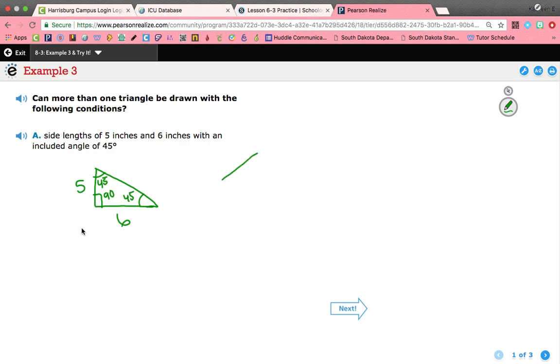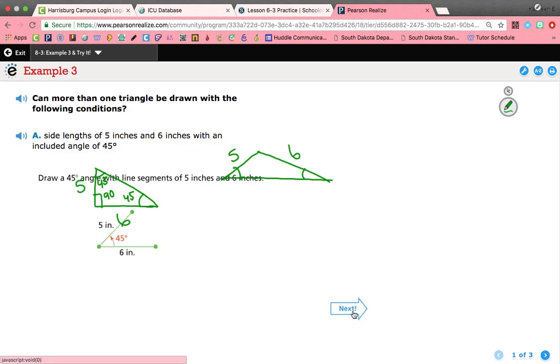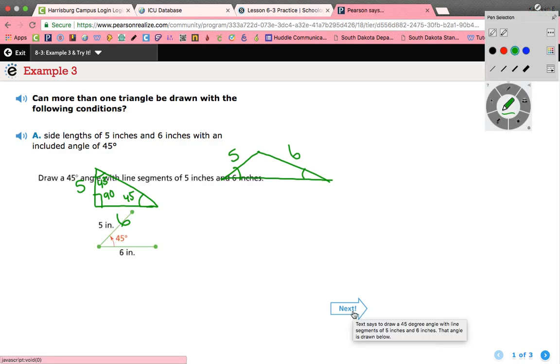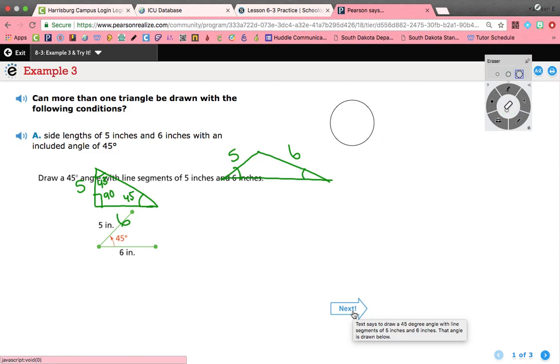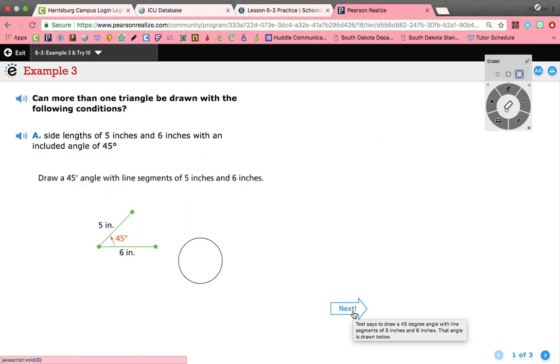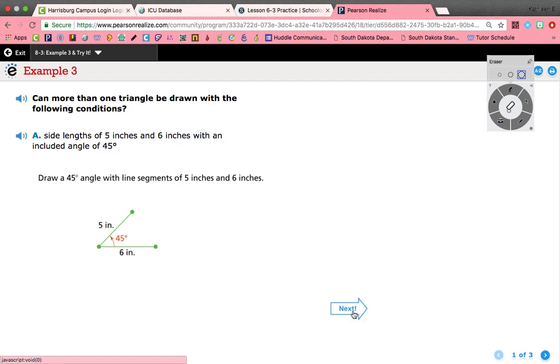5 and 6. So we got an obtuse angle there. Draw this last line. If this is 5 and this is 6, could one of these ones be 45? Okay. So you're just trying to think of the different ways that we can draw triangles. Whoops. So let's see what this one says here. Erase. Get this out of the way. All right, so draw a 45-degree angle is what it says with the line segments of 5 and 6 inches.